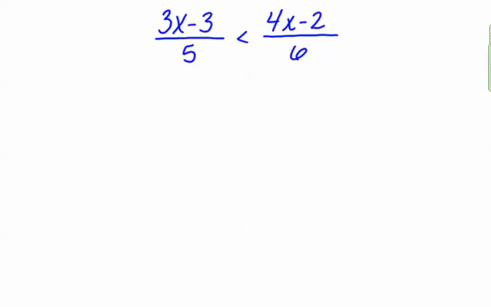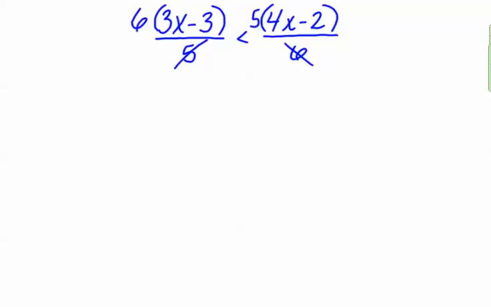Now we're going to solve this inequality, and we're going to cross multiply. When you cross multiply this inequality, pretend that these expressions are in parentheses. They do belong together, and so when I cross multiply 6 times 3x minus 3, I'm going to make sure to distribute the 6 to both of those terms. So I'm going to multiply by 6 here and multiply by 5 here.